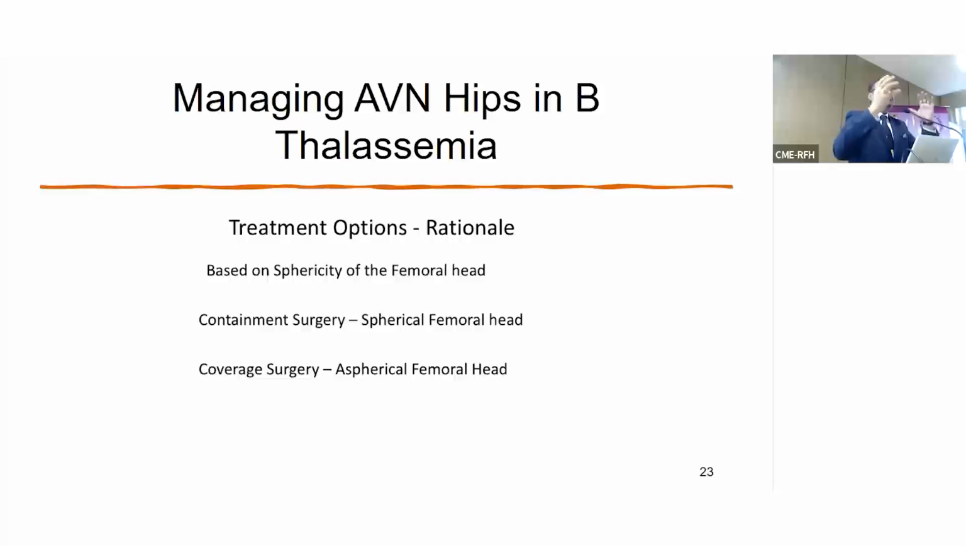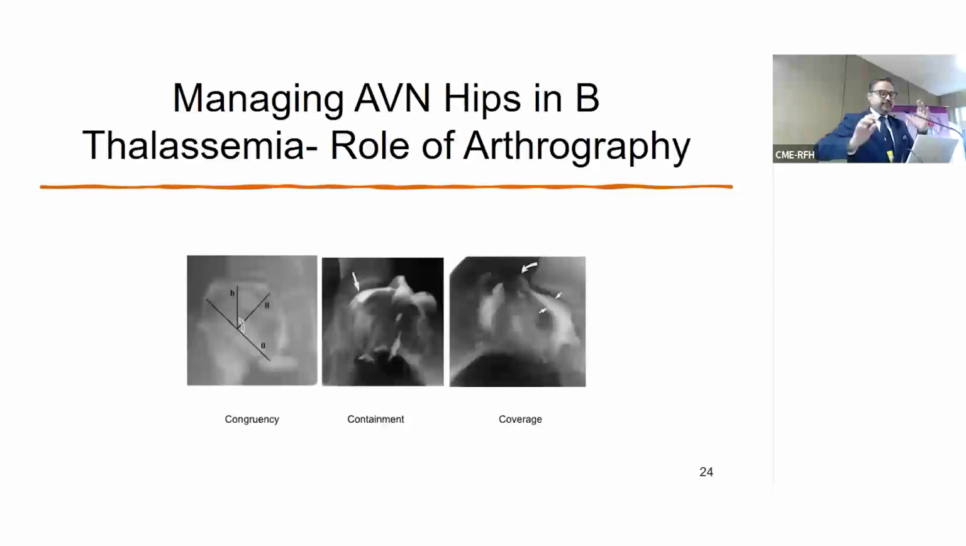As I said, if you put this hip inside, it will remodel and take the shape of the acetabulum. That is called containment surgery, which I'm going to be showing. And if it is an aspherical head and it still remains outside, you can actually augment the acetabulum and make it a little more roomy by doing something called a coverage surgery.